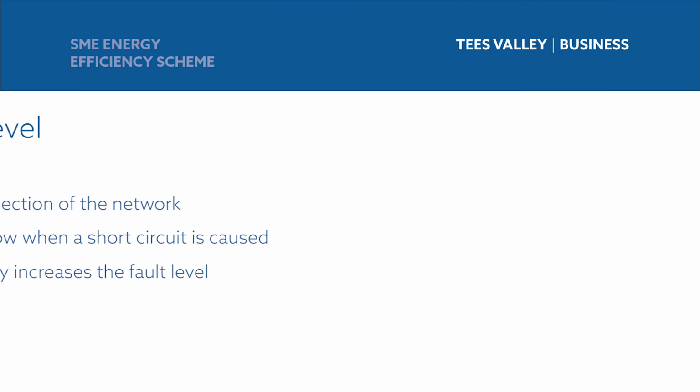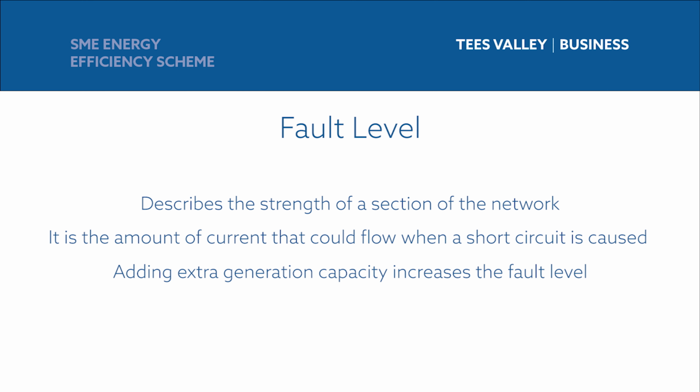Before we carry on, let's introduce some of the technical jargon used when talking about grid connections. The first of these is the fault level. Power network engineers use this term to describe the strength of a section of the network. Imagine an excavator goes through a buried cable in the street and causes a short circuit. The amount of current that could flow during this fault condition is called the fault level.